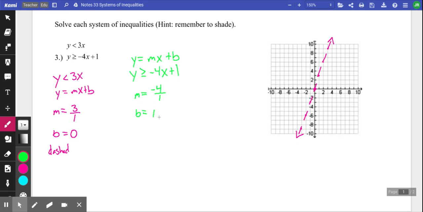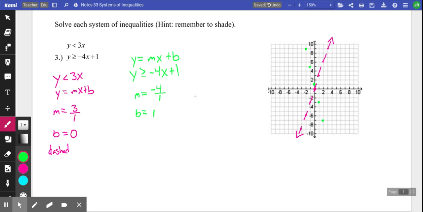So on my y-axis, I would find my point at positive 1, and then my slope tells me how to move, which is down 1, 2, 3, 4, and to the right by 1. Down 1, 2, 3. Oh, I ran out of room, so I'm going to go the other way now. So up 1, 2, 3, 4 to the left 1, and up 1, 2, 3, 4 to the left 1.